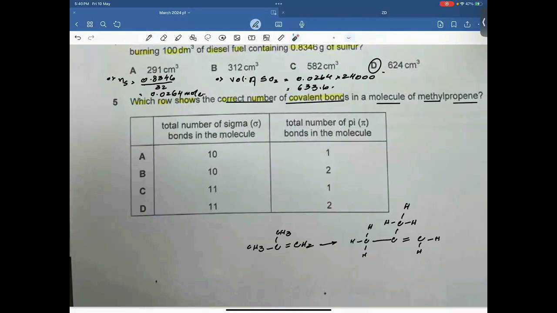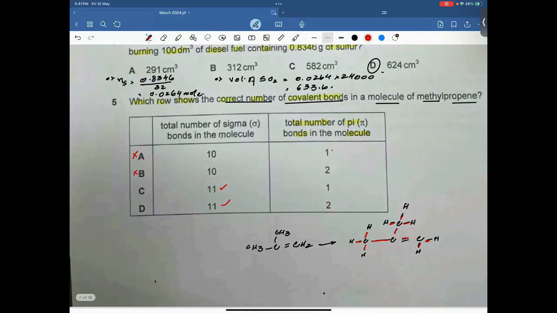CH2. So total number of sigma bonds in the molecule. Single bond is a sigma bond, by the way. So this one is sigma, sigma, sigma. All of them are sigma bonds. Bonds which are represented by red pen, all sigma bonds. So 1, 2, 3, 4, 5, 6, 7, 8, 9, 10, 11. So 11 sigma bonds. That means A and B options are absolutely incorrect. Total number of pi bonds in the molecule. If we have a double bond, that double bond has 1 sigma and 1 pi, okay? Which means we have 1 pi bond in it. So I believe C is going to be the right answer, okay?